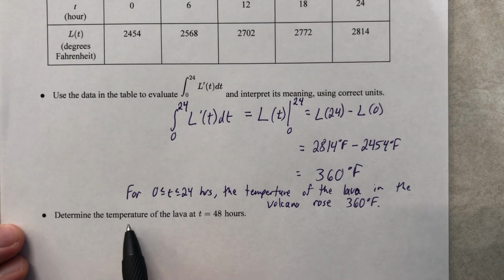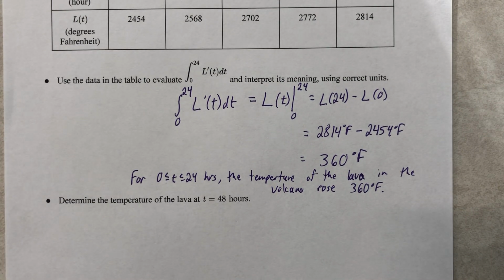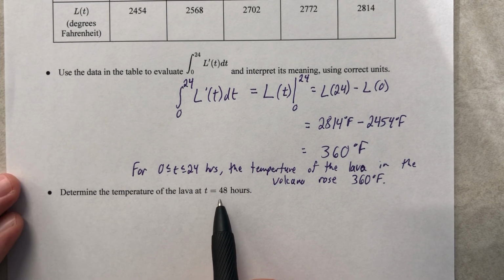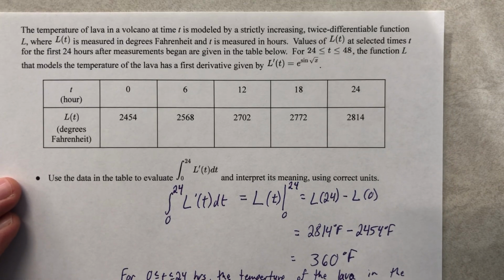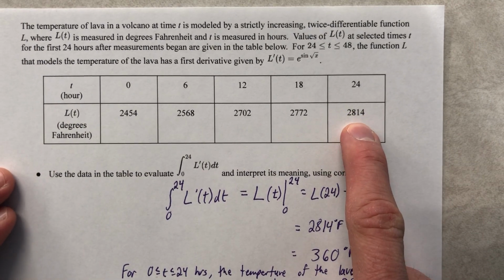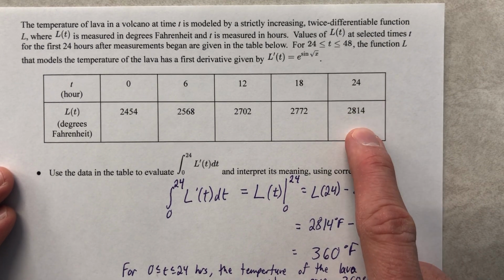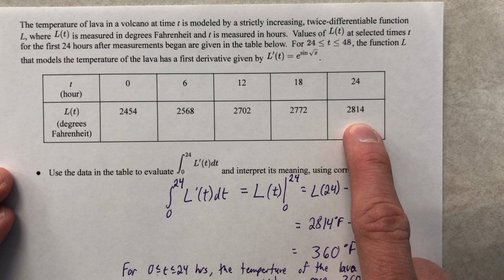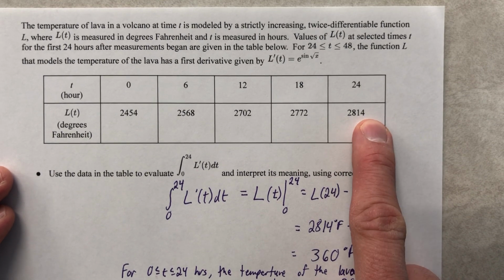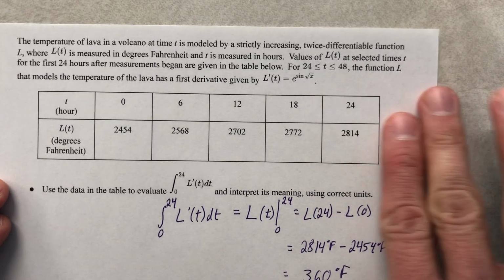Determine the temperature of the lava at t equals 48 hours. So I want you to think about this. A guy walks up to a volcano and starts measuring the temperature. I don't think it's a smart thing to do, but whatever. At the end of 24 hours, this is the temperature of the volcano. So this is our starting point. We want to go to 48 hours. We don't have enough information here.